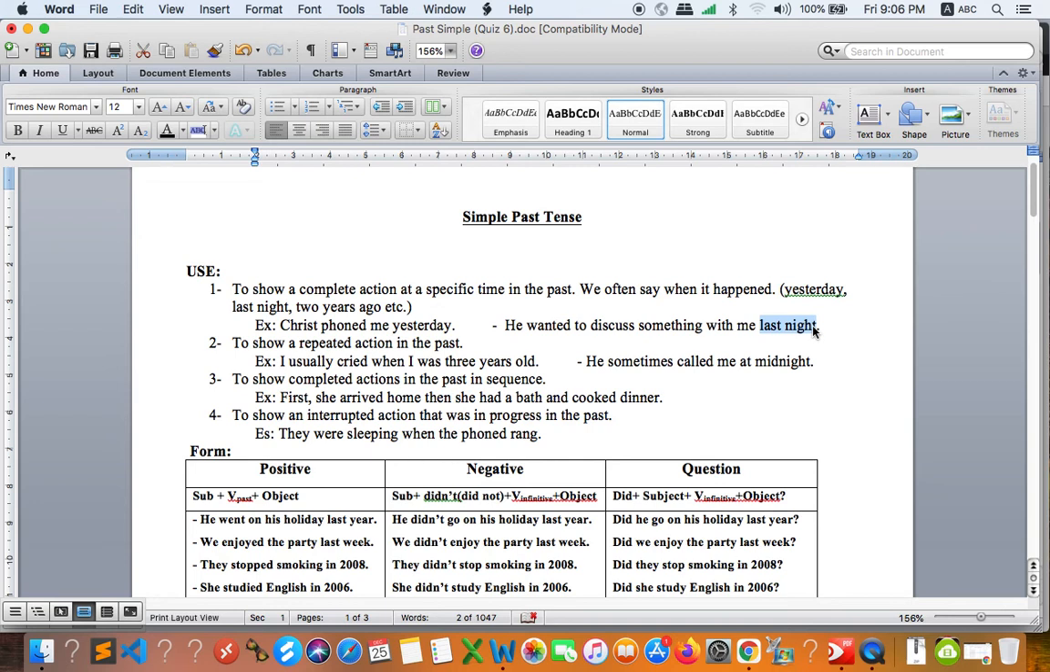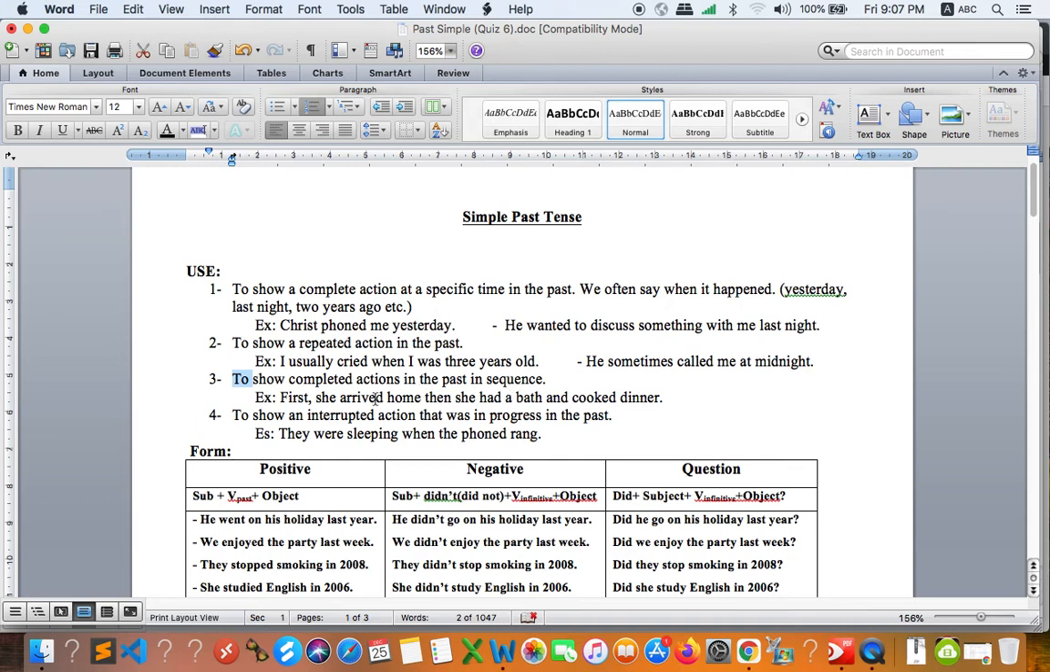Numbers 2, 3, 4, let me read a little bit for you, but you don't need to understand at this moment. You can find out about this document later, whenever you come to the next level. Number 2, a repeated action like a habit, using adverbs of frequency, but you don't need to care much about that. I usually cried when I was 3 years old. Usually.